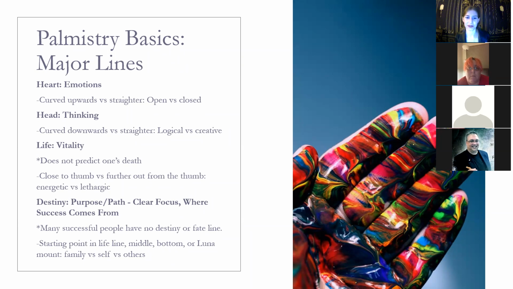Many successful people have no destiny or fate line. It doesn't mean that they don't have focus, doesn't mean they have no success or no hope for success. You just read it when it's present on the palm. So that's the other myth that you'll have to dispel. You want to read the destiny line in a similar way to the lifeline. So you're looking for where it starts, and you're looking at placement specifically. You're looking if there's any breakages and how deep it is on the palm.